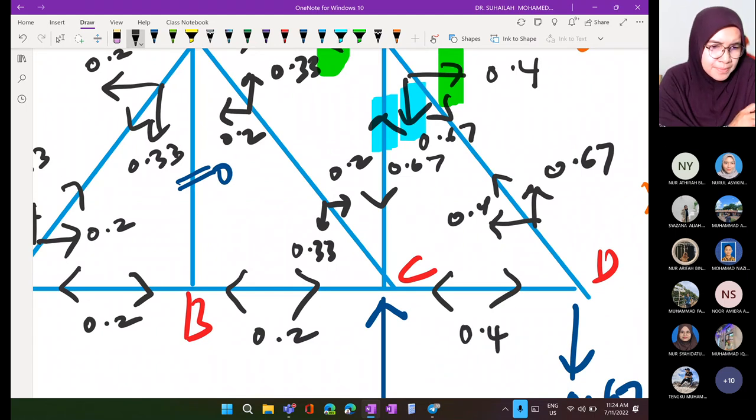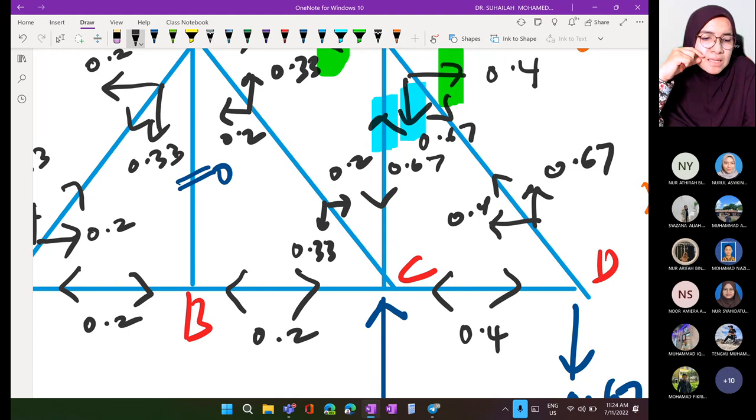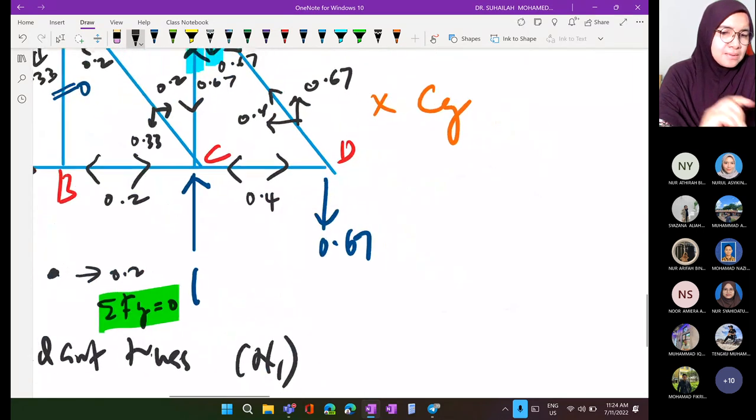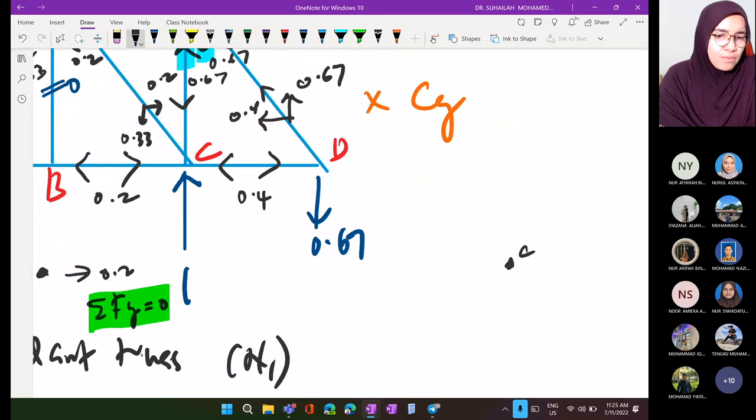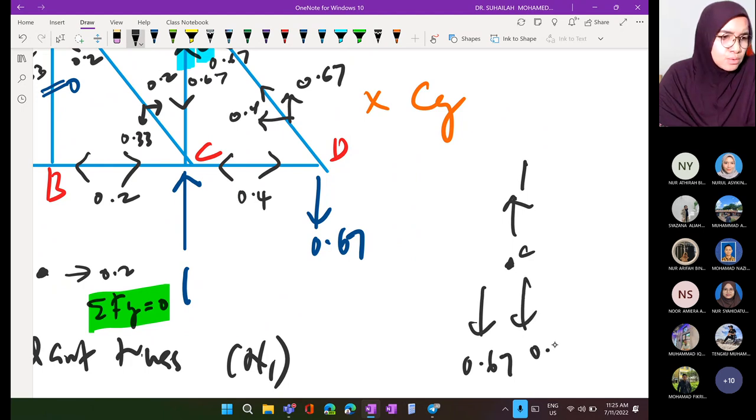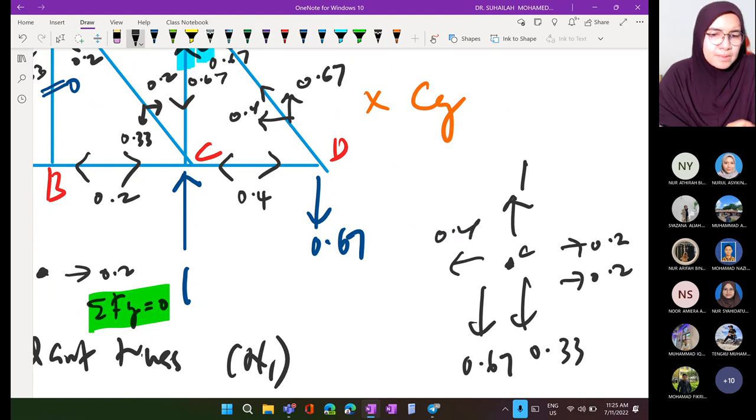So CD tu 0.4. CD is 0.4. Tengok dekat C, eh. Now last joint is C. Last joint EC, kita tengok dekat C tu boleh balance tak? Dekat C ni. So, we have 1. And then we have 0.67 and then 0.233. And then we get 0.2, 0.2 and 0.4. Nampak kan? Dekat C ya, fokus dekat C. Okay, nampak dekat C tu?